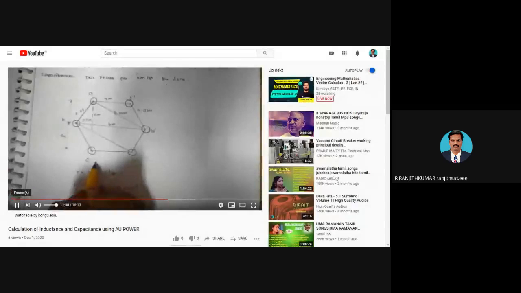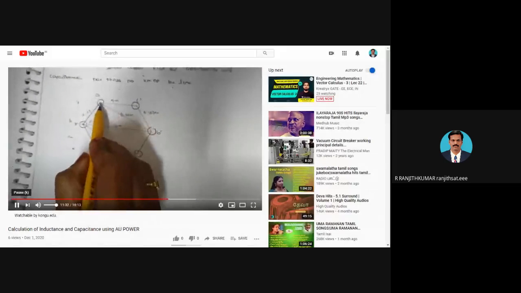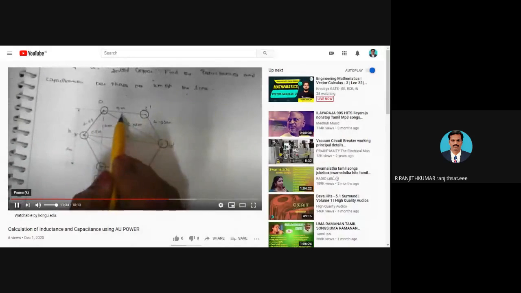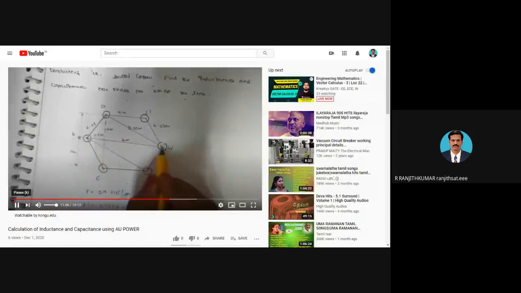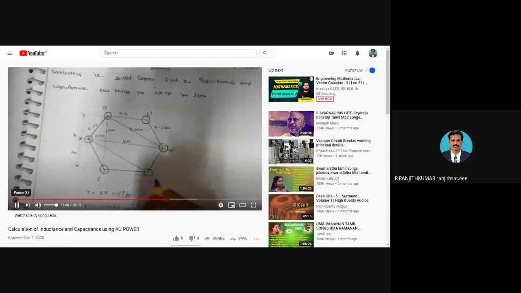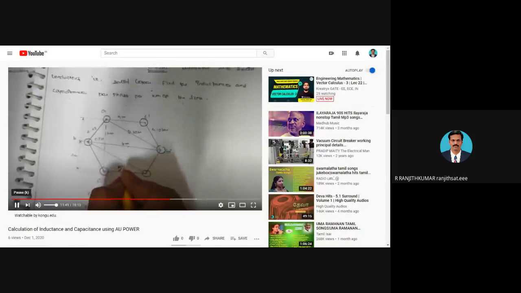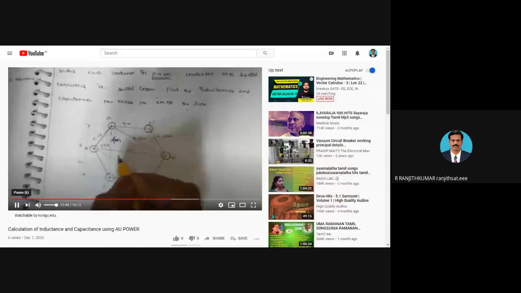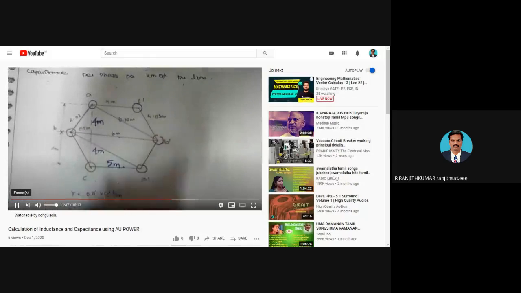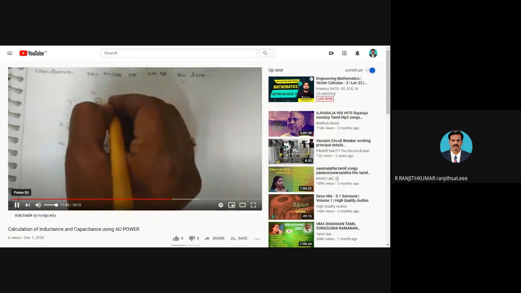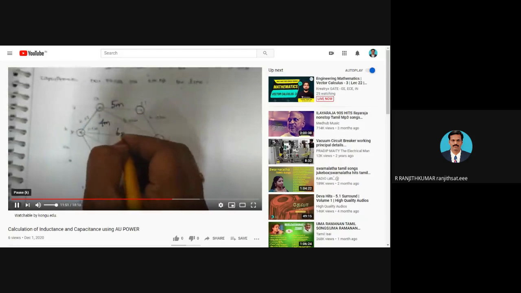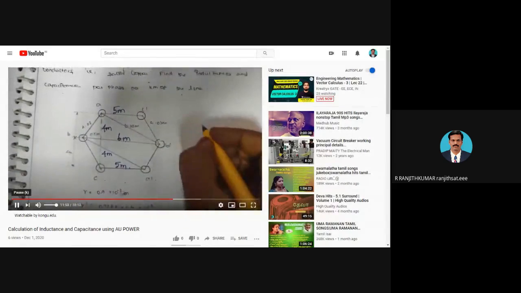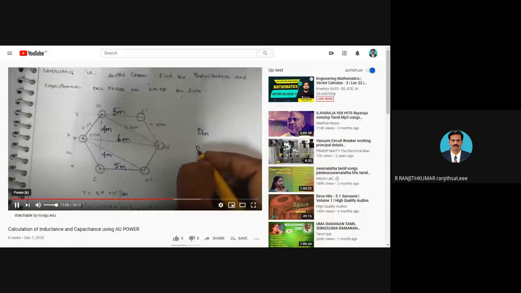So the distances are given here. The horizontal distance between the conductors is 5 meter and B and B dash is 6 meter. C and A dash is again 5 meter. And this vertical distance is given as 4 meter and here it is 4 meter. It is the data given in the question. So with this, we know how to calculate our DM and DS.